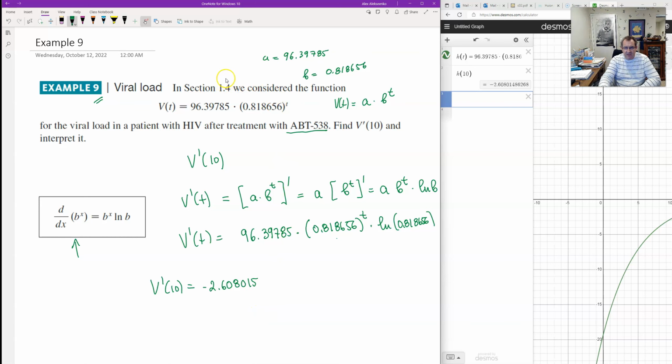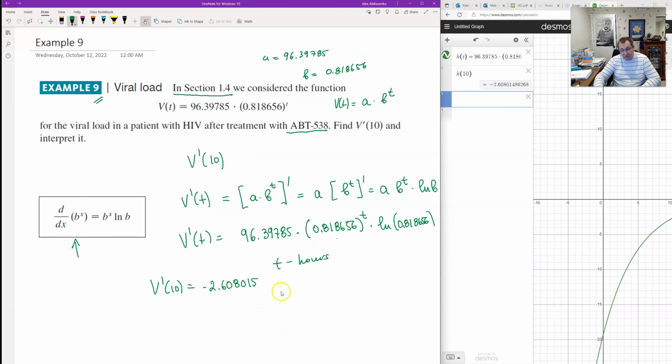Yeah, we need to go back and see what is 1.4. I would assume t is hours, and viral load is the concentration of viruses, I suppose. So again, sorry, I didn't look back.